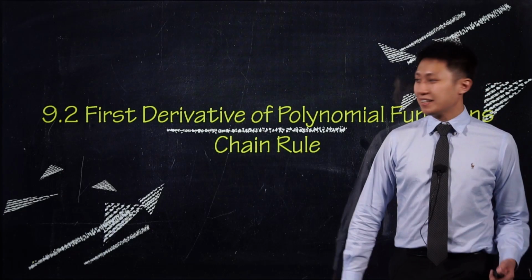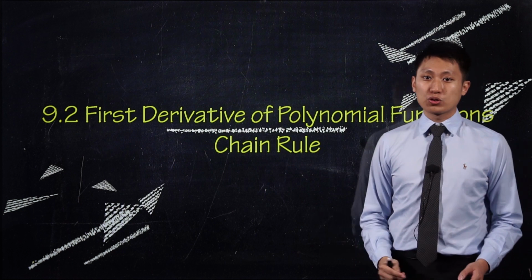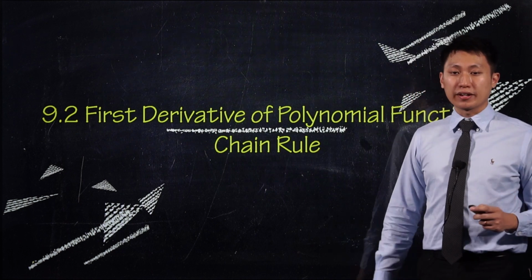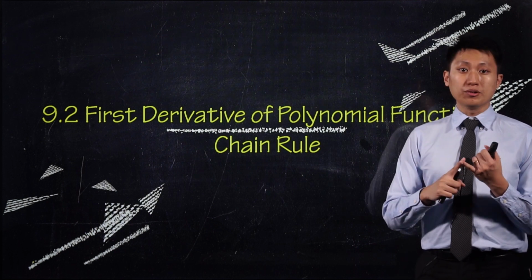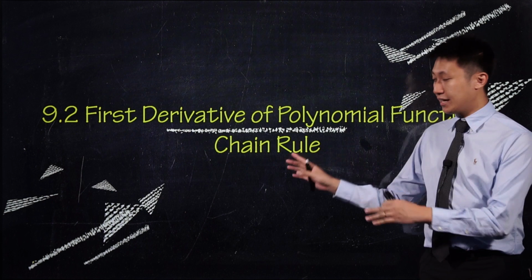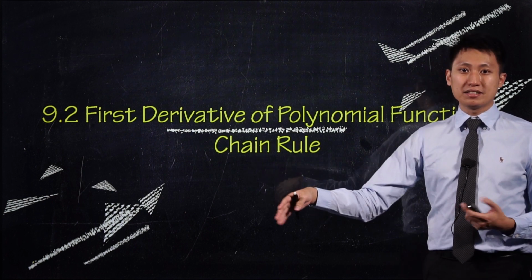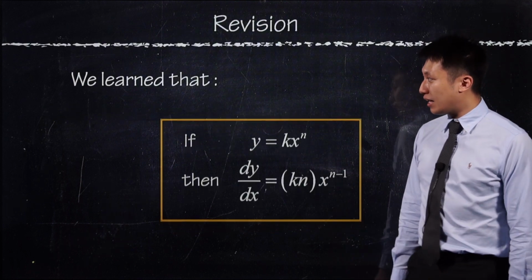Yo, it's me again. So today we're going to talk about the chain rule. Like we said, this is also one of the most important topics in your SPM. In differentiation, the most important things are the product rule, quotient rule, and chain rule. Other than that, it's all just applications of these rules. Okay, so let's start.